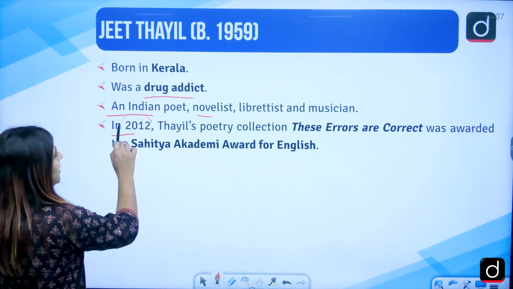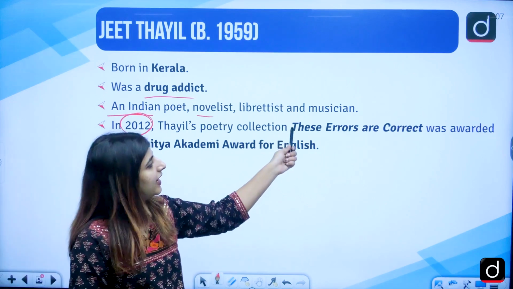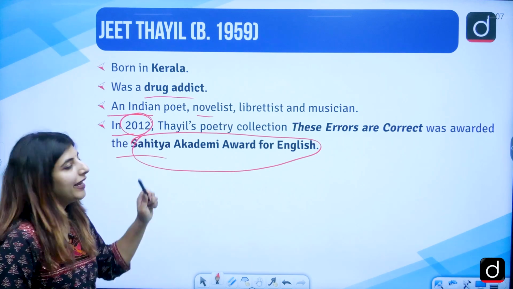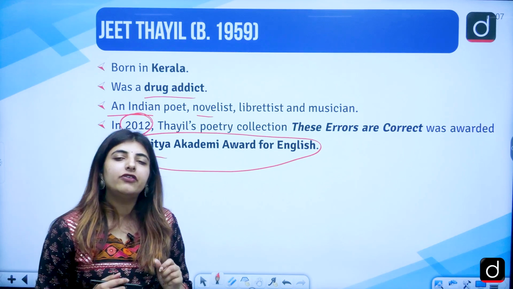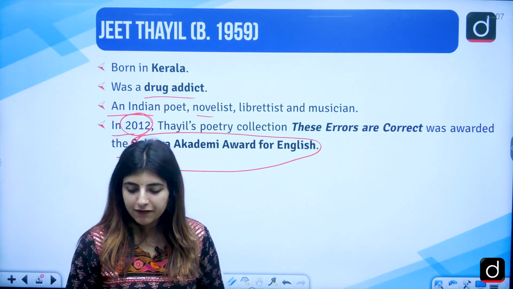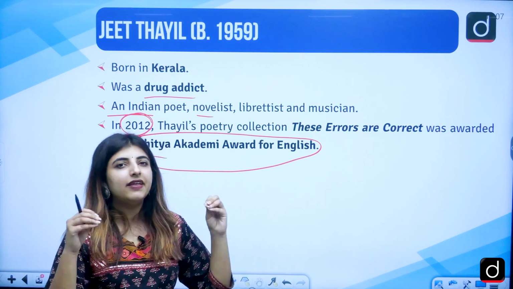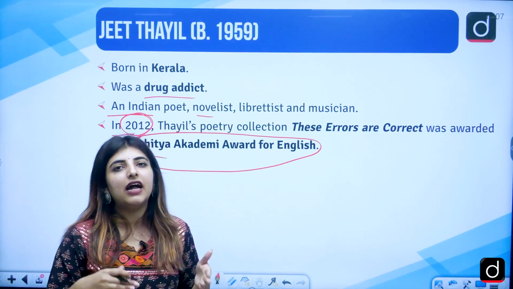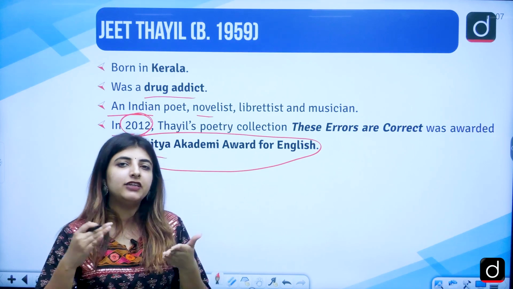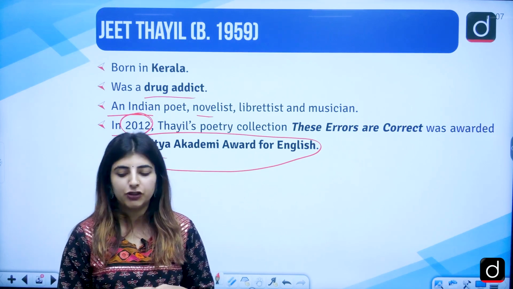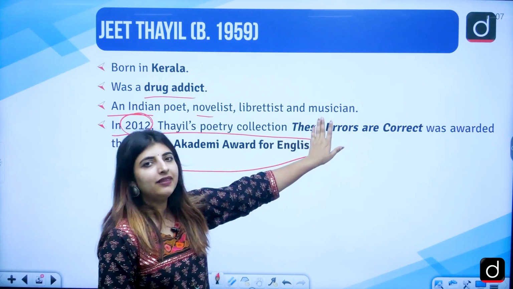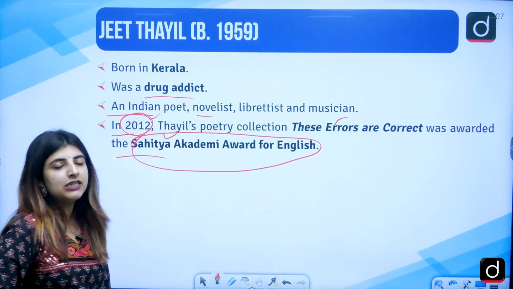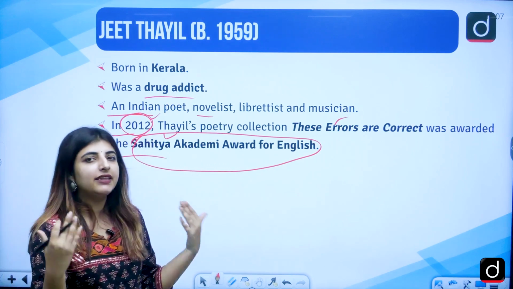In 2012, his poetry collection, These Errors Are Correct, was awarded the Sahitya Akademi Award for English. As I always put emphasis on this, you are all supposed to memorize that Sahitya Akademi Awards are given to different writers. You all should be knowing this. So, he won the Sahitya Akademi Award in the year 2012 for These Errors Are Correct.